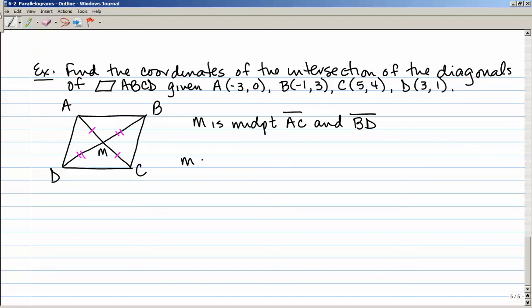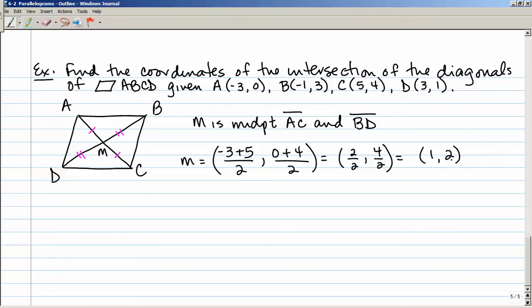So the coordinates of M are going to be (-3 plus 5) over 2 and (0 plus 4) over 2, or 2 over 2 and 4 over 2, or 1 comma 2. I could check that and do the same thing. In this case I used A and C. I could do the same thing with B and D and make sure it's the same. But that's the coordinates of the intersection of the diagonals of this parallelogram.